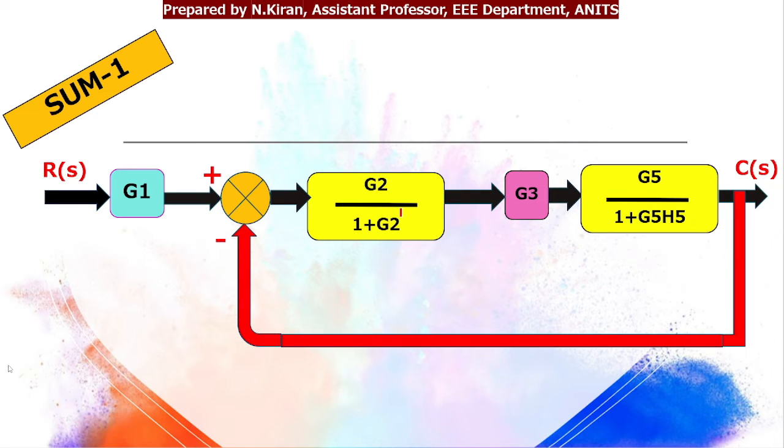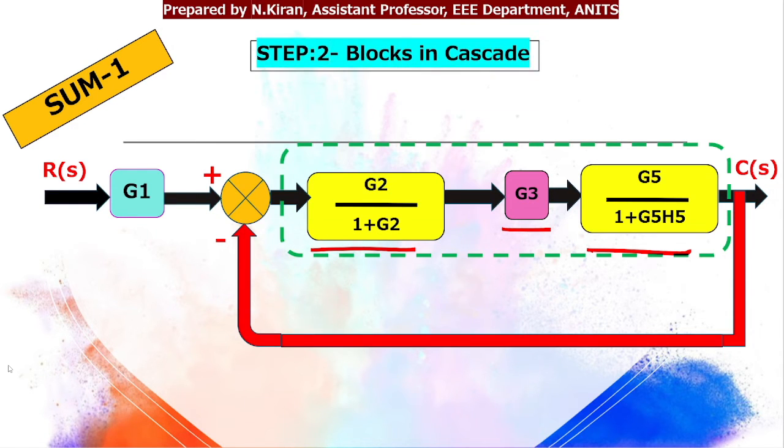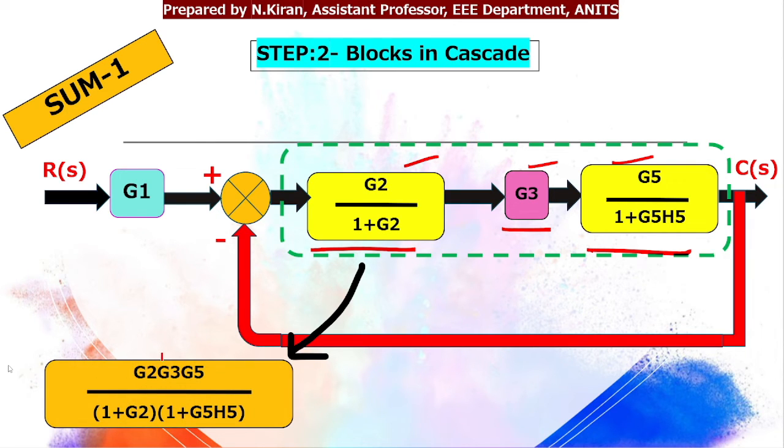So next we can see that this block and these three blocks are in cascade, isn't it? So in the next step we'll apply the rule number 2, that is blocks in cascade. So we just need to multiply these three gains present in blocks. So that will give me G2, G3 and G5 divided by 1 plus G2 into 1 plus G5 into H5.